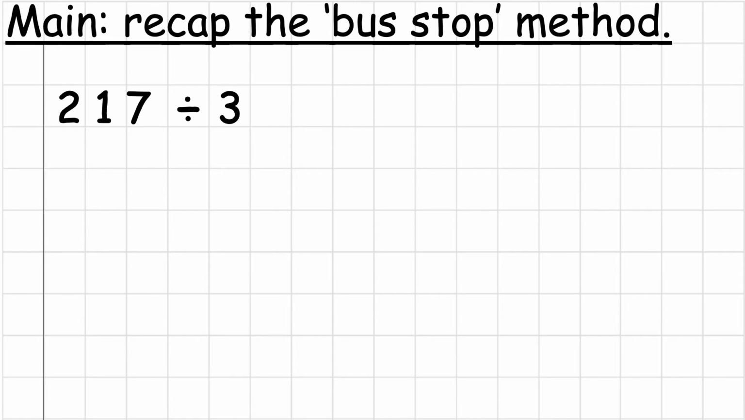So now let's recap the bus stop method with a 3-digit number, and also see what happens when there's still things left over after a ones column. So let's have a look at this method. So first of all, we're going to draw our bus stop as normal. There we go, our divisor on the outside, our number in the middle. And this time, we're not going to start with the tens, because of course the 2 is closest to our divisor. So we're going to start just here in our hundreds this time. Obviously, if we had our thousands, we'd start in the thousands column. We're going to start with whatever number is closest to our divisor.